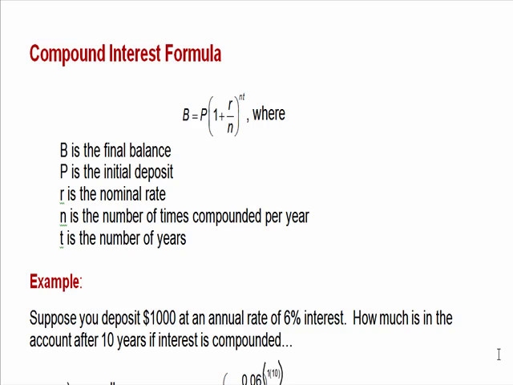So the formula says B, the final balance, is equal to P, which is what we sometimes call the principal or the initial deposit, multiplied by the quantity 1 plus R divided by N, all raised to the NT.